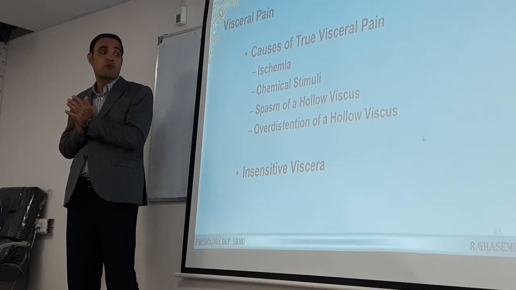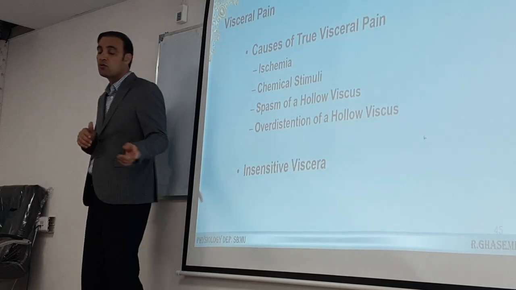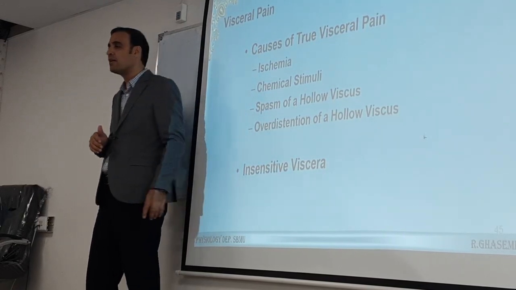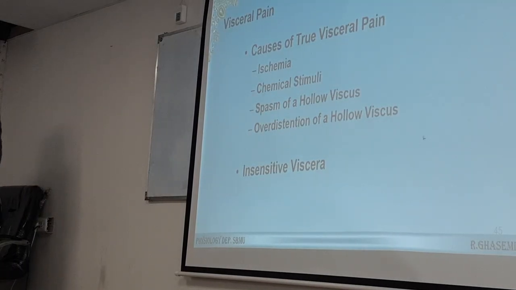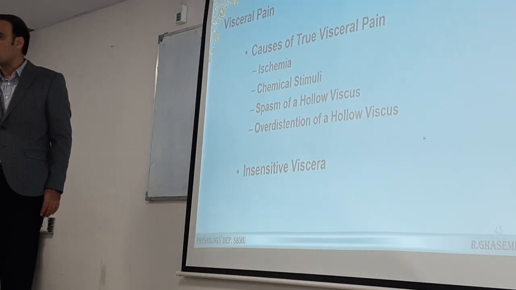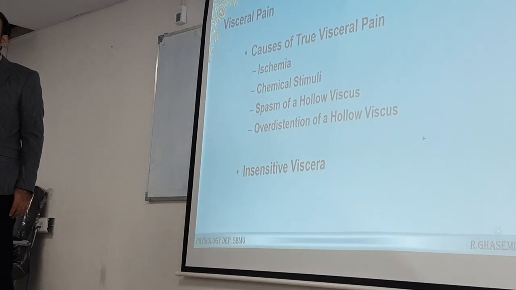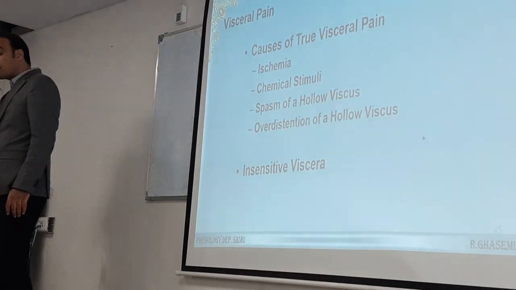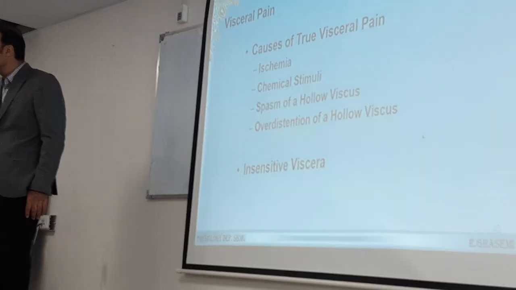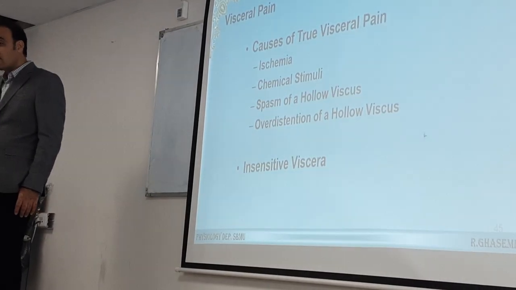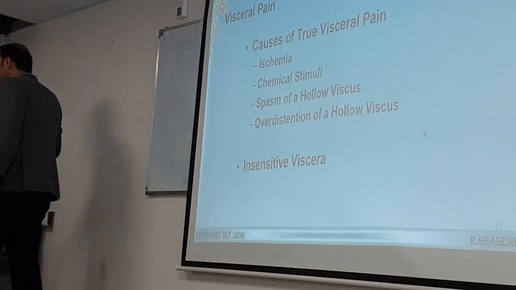A spasm of a hollow viscus, or over distension. I told you also about insensitive viscera, such as brain and lung tissue, that they have no pain receptor. Lung covering, that is pleura, contains lots of receptors, therefore it is painful. But lung tissue itself has no receptor. Brain also is like this. The brain itself has no receptor. We can cut the brain and there is no pain. But the meninges covering the brain are extremely sensitive to pain.